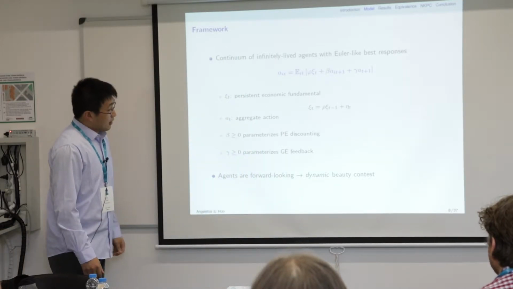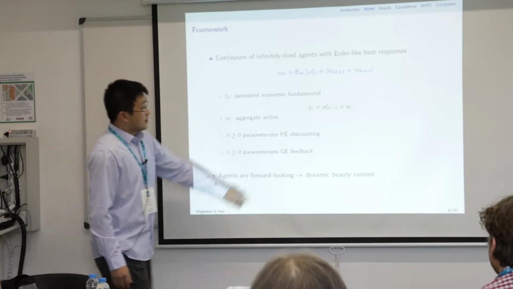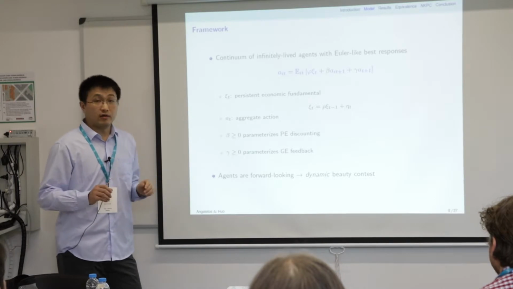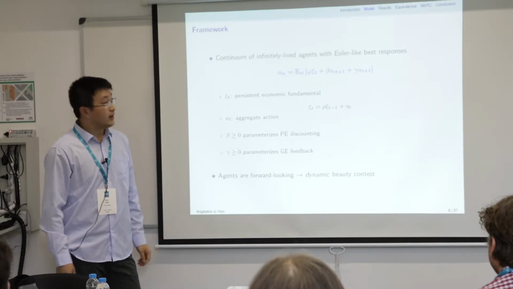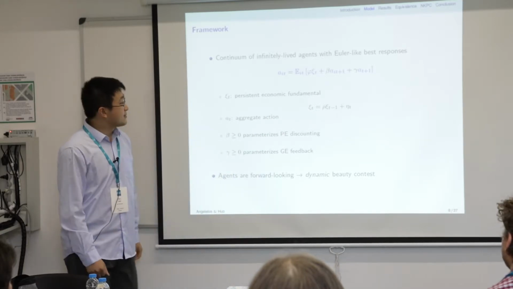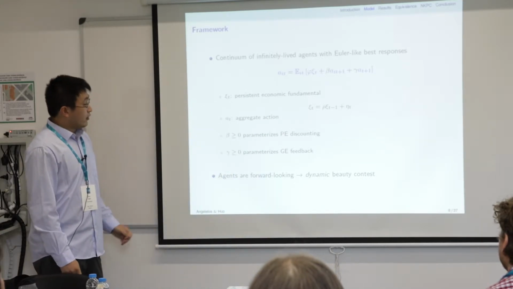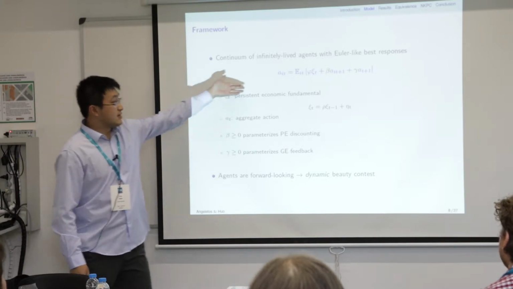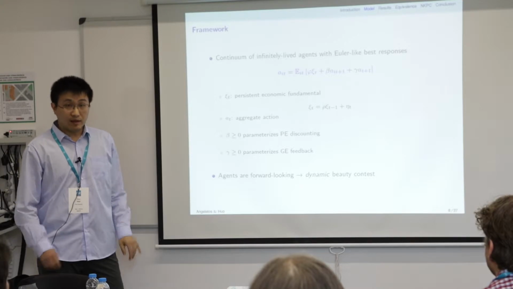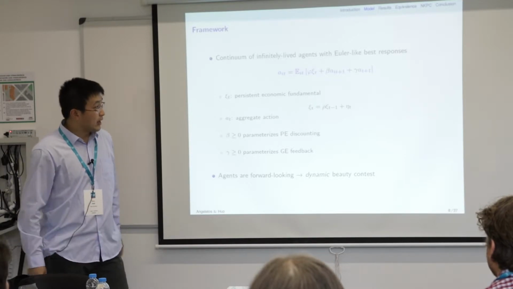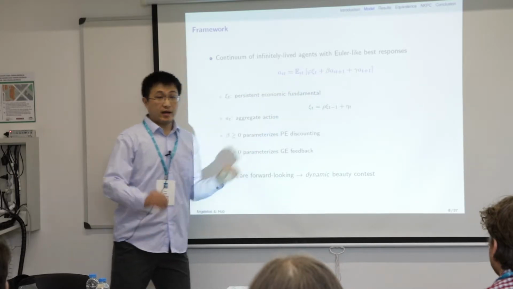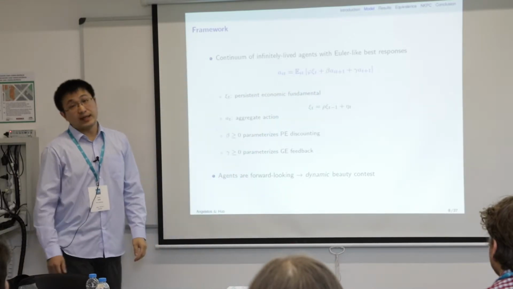And here, the important parameters are the following. Gamma captures what we call GE effects, or the degree of strategic complementarity. And beta controls individual discounting, or partial equilibrium effects. And crucially here, agents are forward-looking, so this is effectively a dynamic beauty contest model. In the literature, you more commonly see everything happening simultaneously in the same period, and here agents are forward-looking, so this is going to be a dynamic beauty contest.